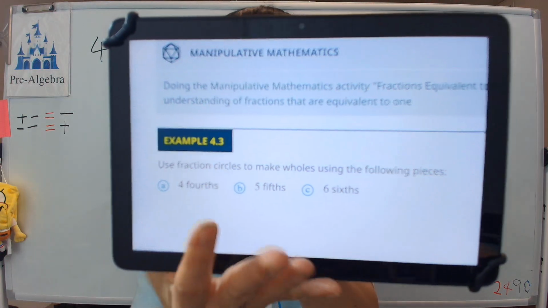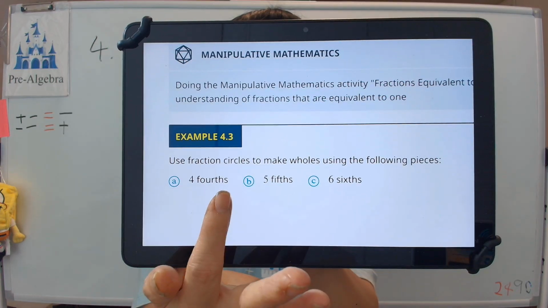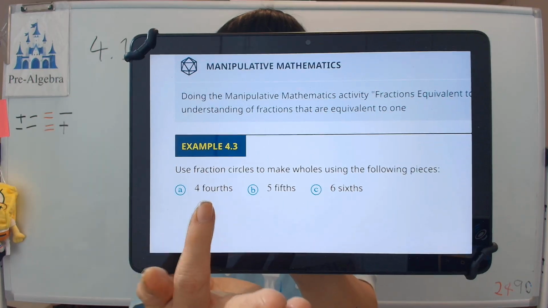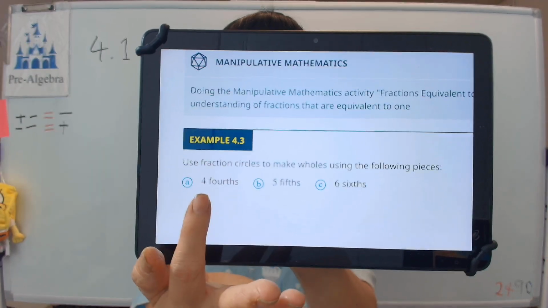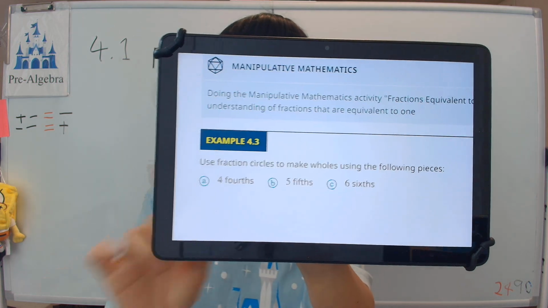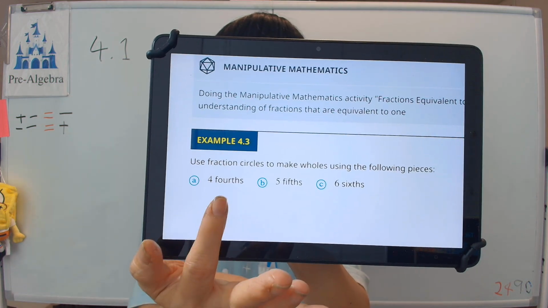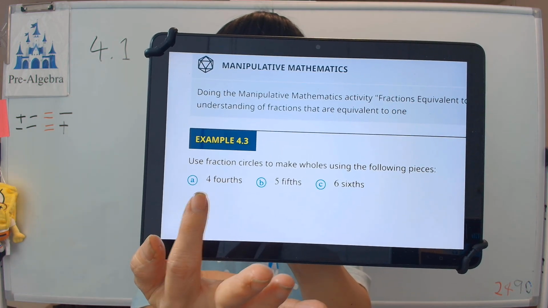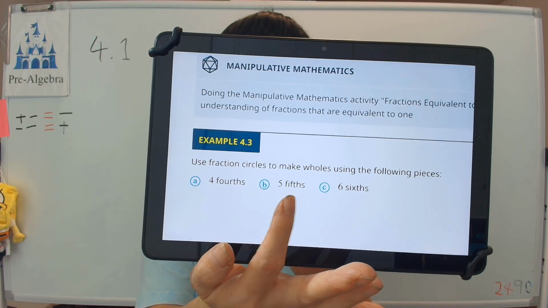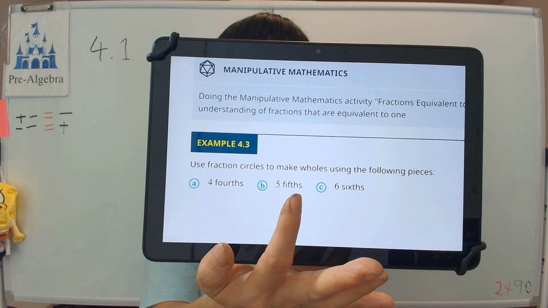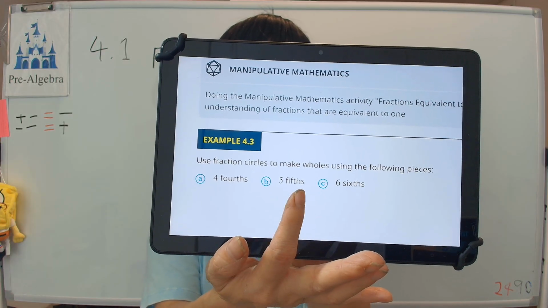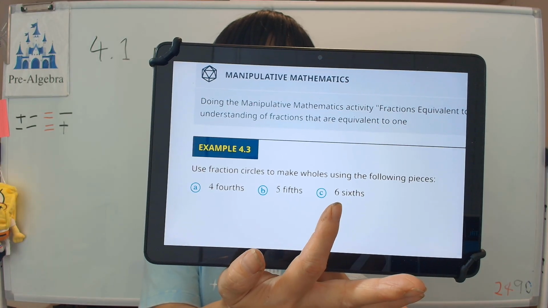We're looking at example 4.3. Now, how do you make a whole? As I mentioned before, 4/4 will make a whole, because a whole means 1. If you cut something into 4 pieces and you have all 4 of them, that will mean 1. Similarly, 5/5 will be 1, because you cut it into 5 chunks and then you got all 5. So that means you have 1 whole pie. And similarly for 6/6.